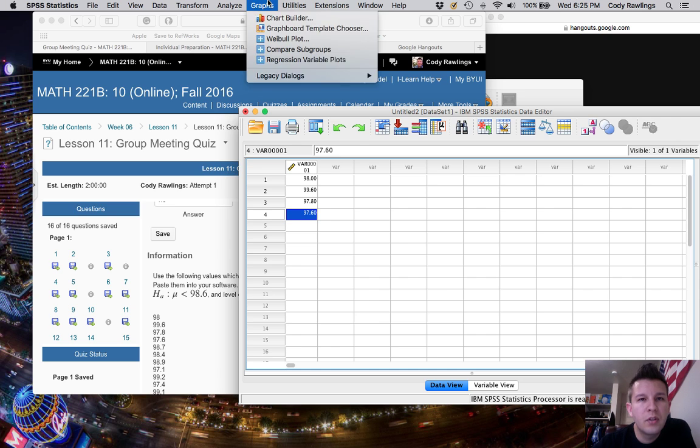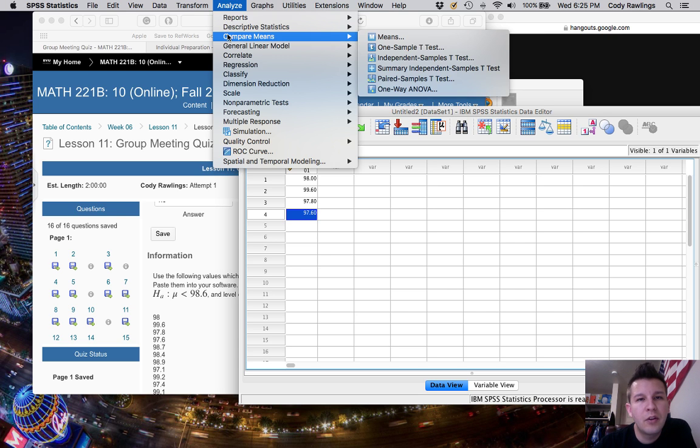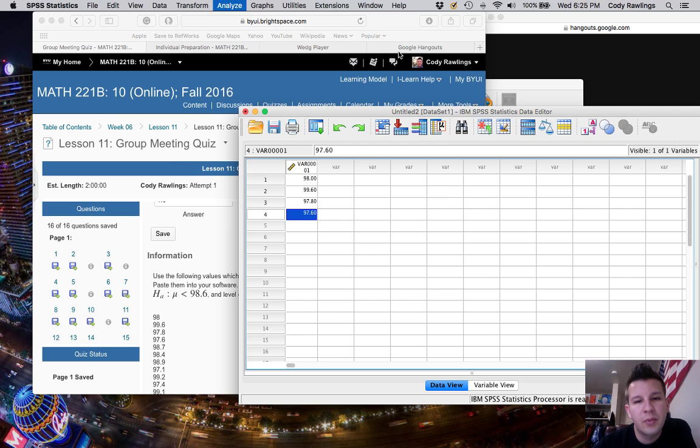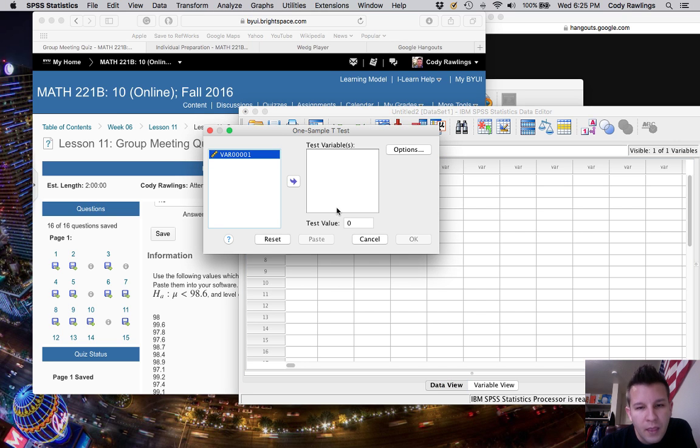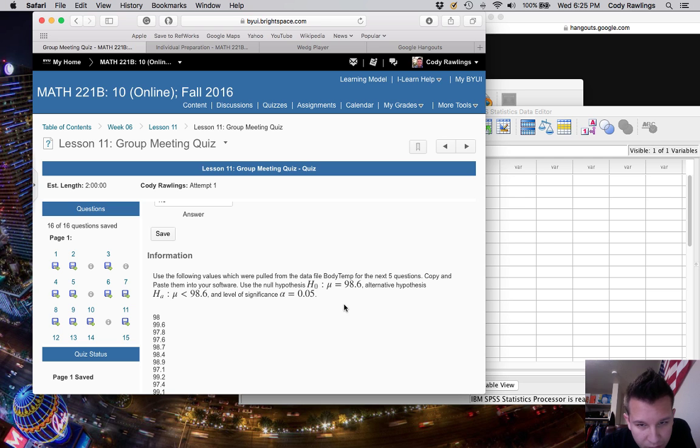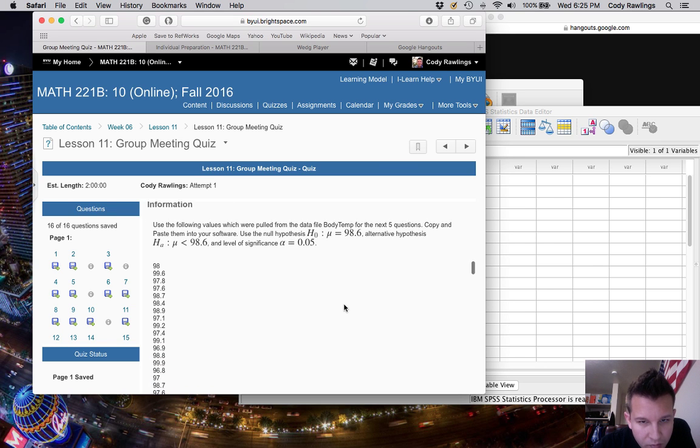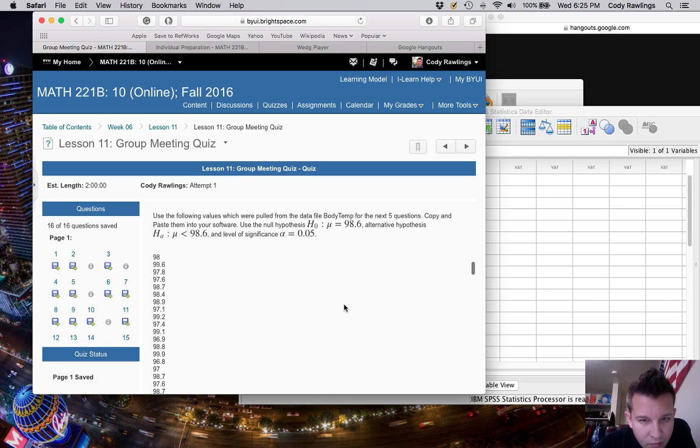If you go to Compare Means and One-Sample T-Test, we need to know the test value. Wouldn't our test value be whatever the null and alternative hypothesis is? Yes, that's 98.6. So put 98.6 in the test value.